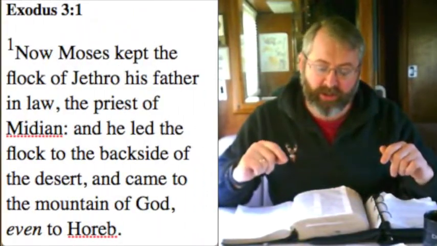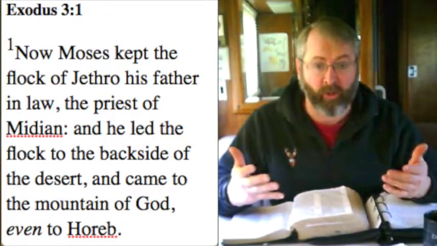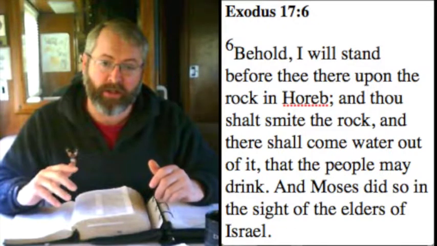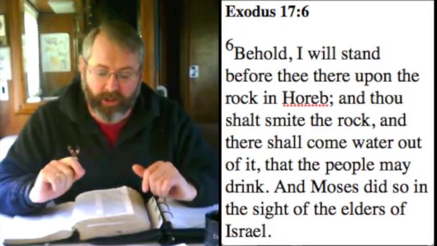So let's first take a look at Exodus 3:1. We see that Moses tended Jethro's sheep where? In Horeb. We see in Exodus 17:6, God split the rock where? At Horeb. And then we're going to get into a little bit more of where we see the similarities real quick.